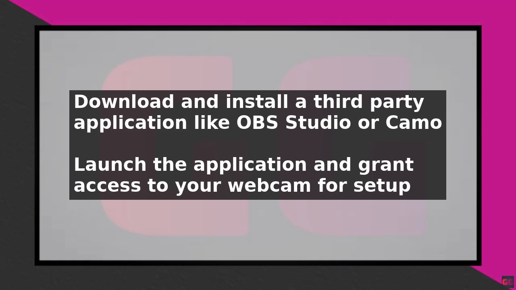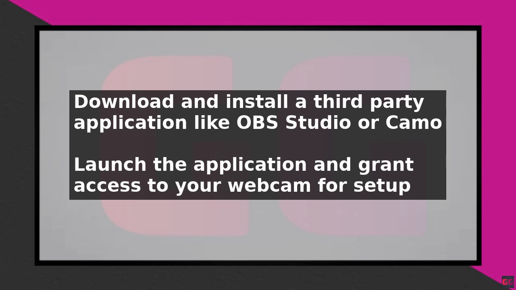In OBS Studio, click on the plus sign in the Sources panel. Then select Video Capture Device and choose your webcam. To change the background, you can use a feature called chroma keying, which removes the background from your video feed.